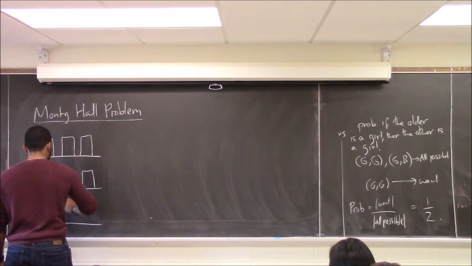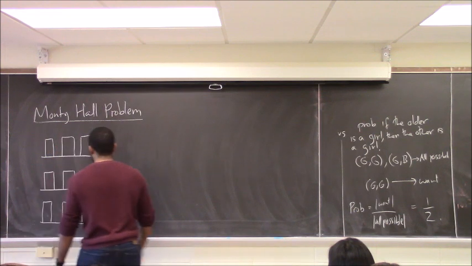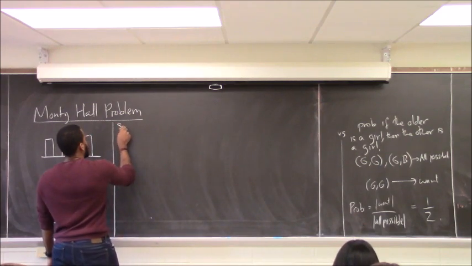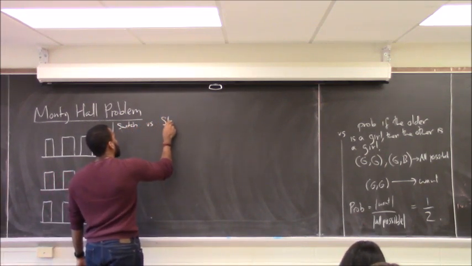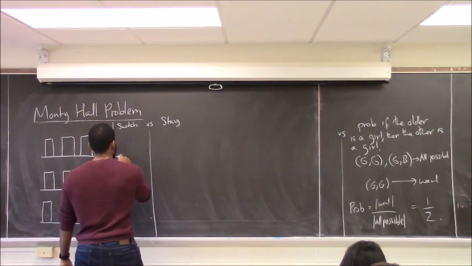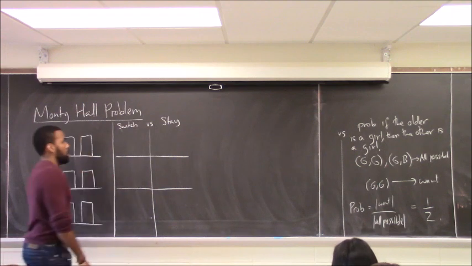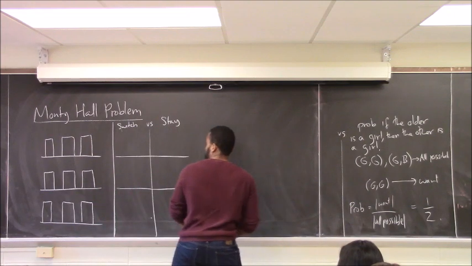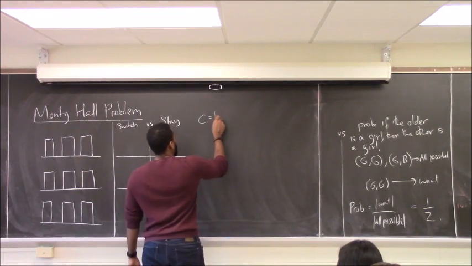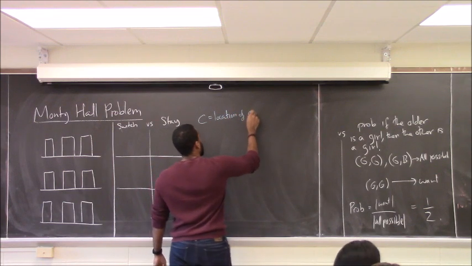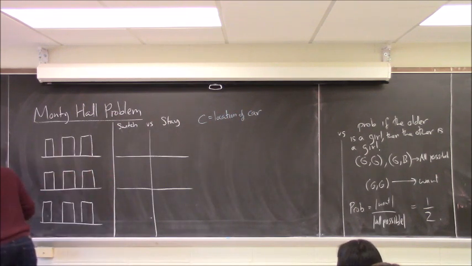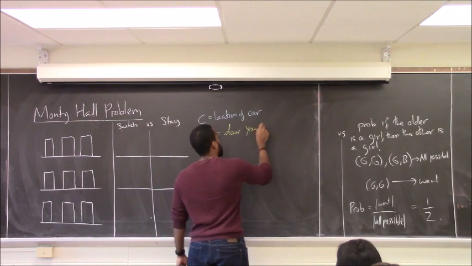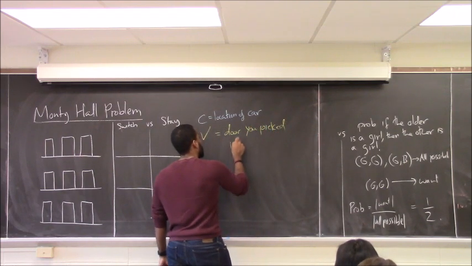I could draw about nine of these, but I'm hoping that just me drawing three is going to get it across. And let's put here switch versus stay. And what we are going to do is actually count out what could happen. So let's say C is the location of the car, and check is the door you picked first.